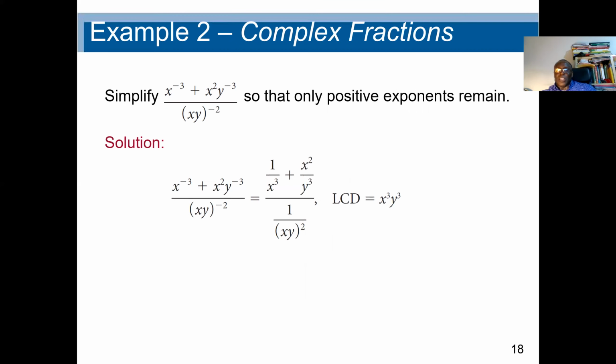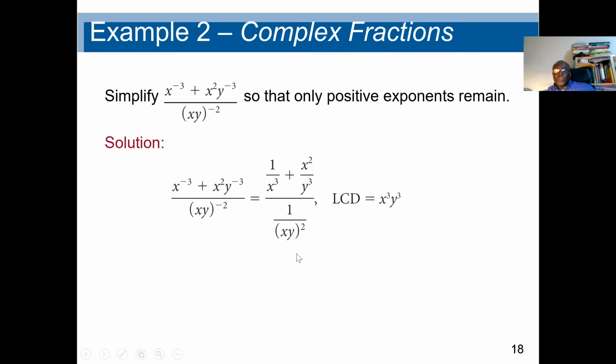Yeah, I can change s to the power negative 3, which is the same as 1 over s to the power 3, plus s squared by y to the power negative 3, which will be 1 over y to the power 3. So that's why we have y cubed here. Then this is negative 2, so it will be everything 1 over xy, all squared.